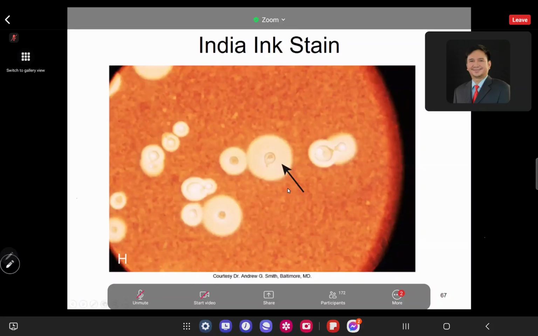Okay, this one you see a halo. This is your bacterial cell. This one is your India ink stain. So this is your Cryptococcus neoformans inside. And surrounding would be a capsule. India ink, by the way, is a negative staining. So aside from blood and other bodily fluids, your CSF, we can employ India ink staining to diagnose cryptococcal meningitis.